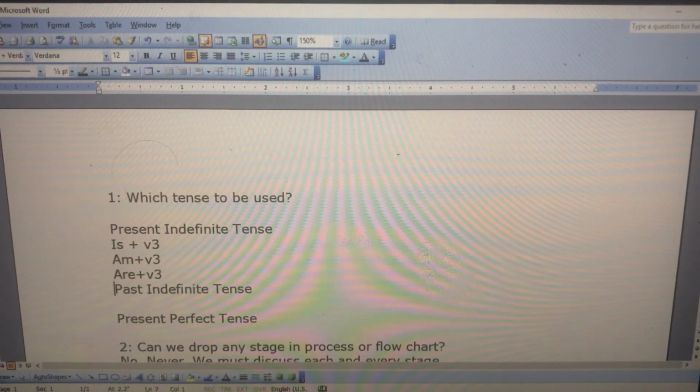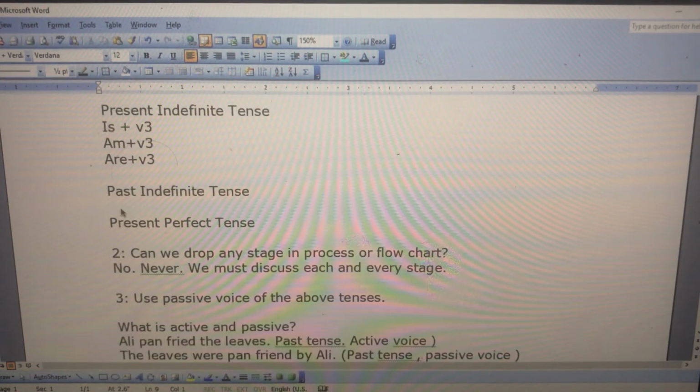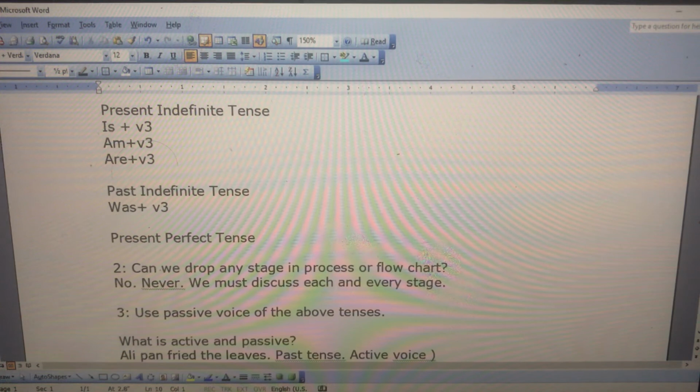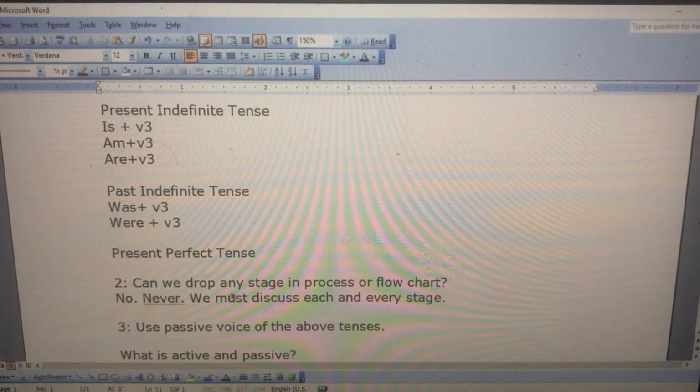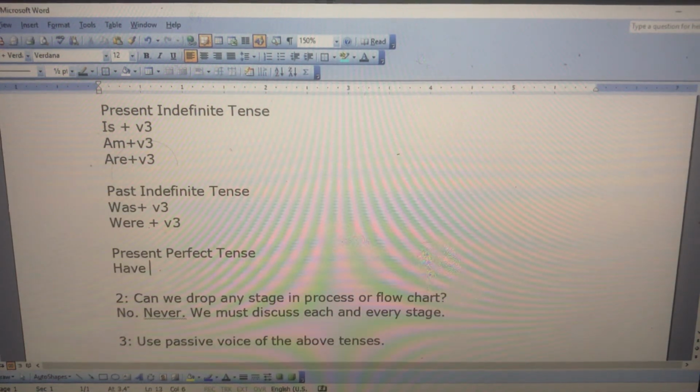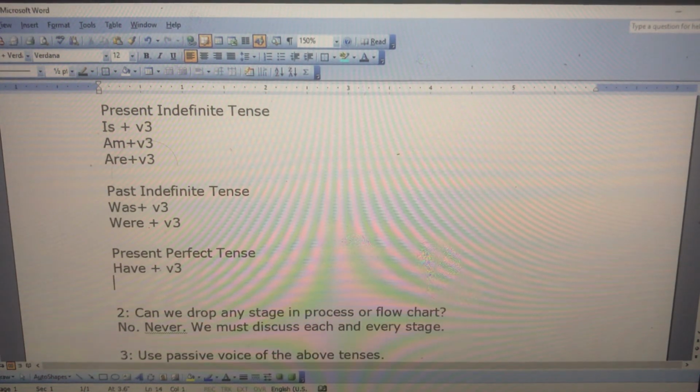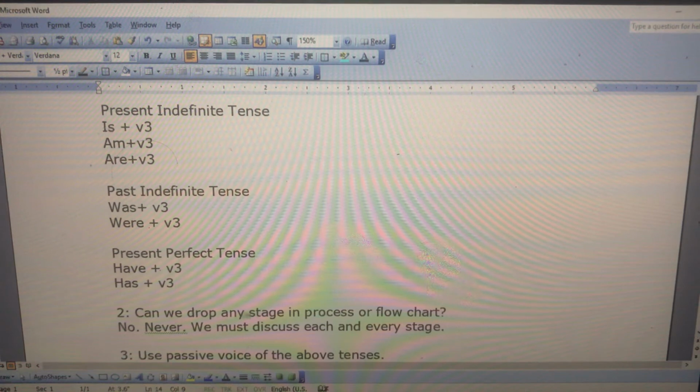Okay, let's talk about past indefinite. In past indefinite, we have was plus verb third. And then we're having were plus verb third, right? And then for the present perfect tense, we're having again two auxiliaries, right? Have plus verb third. And then we're having the second auxiliary of present perfect, that is has plus verb third. So students, you should know.